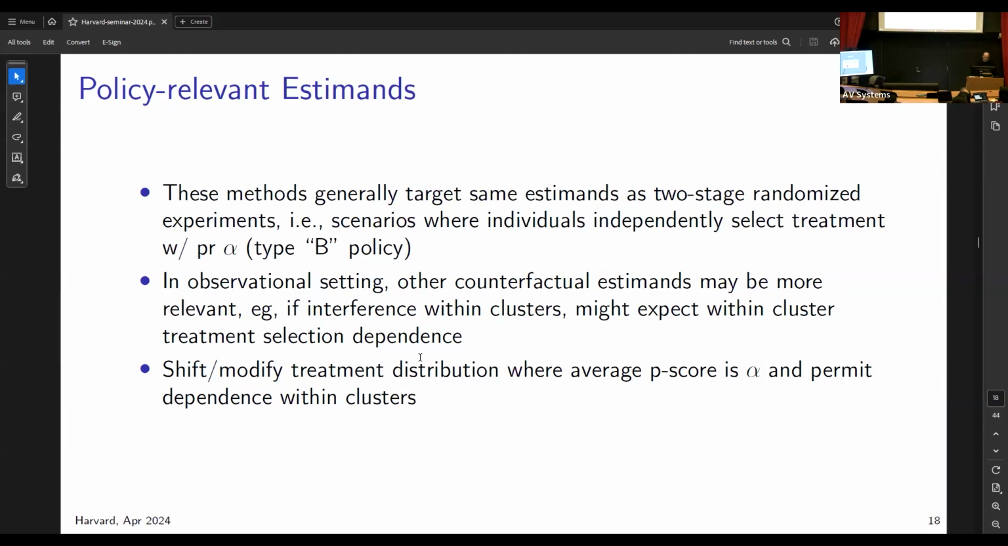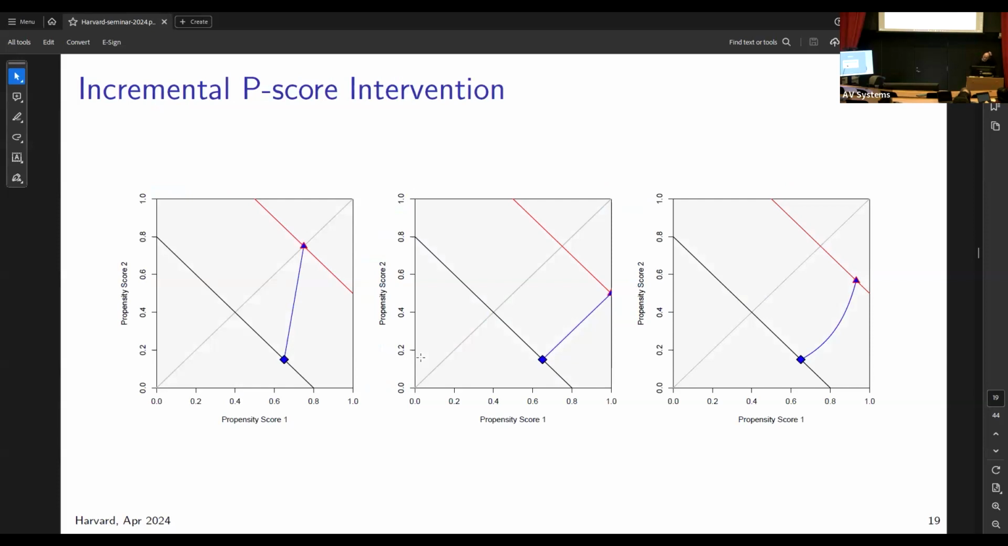So we've been more recently focused on other estimands, which we think are more relevant from a public health standpoint, or policy relevant from a policy perspective. The basic idea is to think about a propensity score distribution and try to shift it, not insisting that everybody gets treatment with probability alpha. Some people are still going to be less likely to get treatment, others more likely, but on average, the propensity score is roughly alpha. So that's the idea. I've got a couple of pictures here to give some intuition about what's been done in the past and what we're trying to do now.